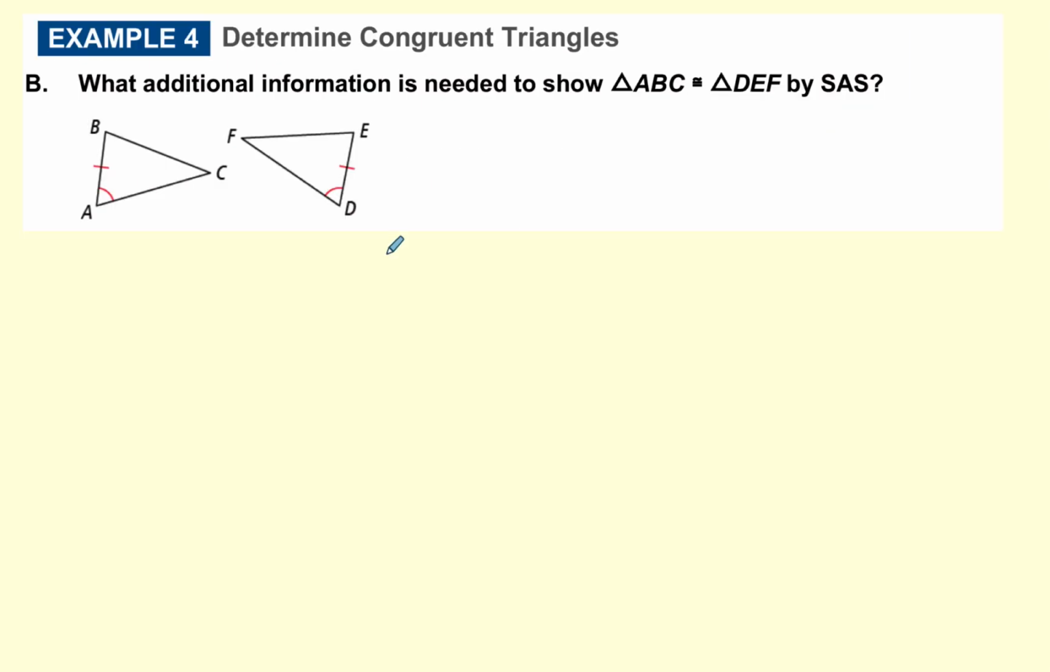What additional information is needed to show that these triangles are congruent by SAS? So far I see a pair of sides right here, and I see a pair of angles. So the information needed is this pair of sides, this side and this side. And that's needed because the angle has to be included. So we need to show that AC is congruent to FD. That's what we need to show to be able to use side angle side.